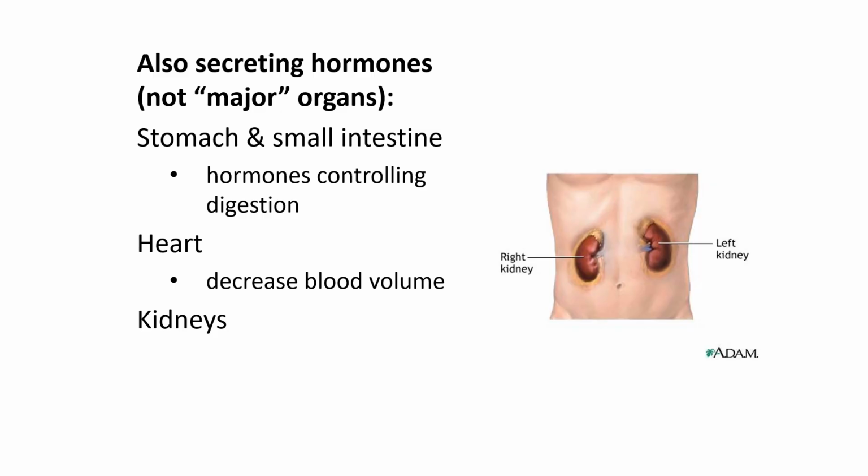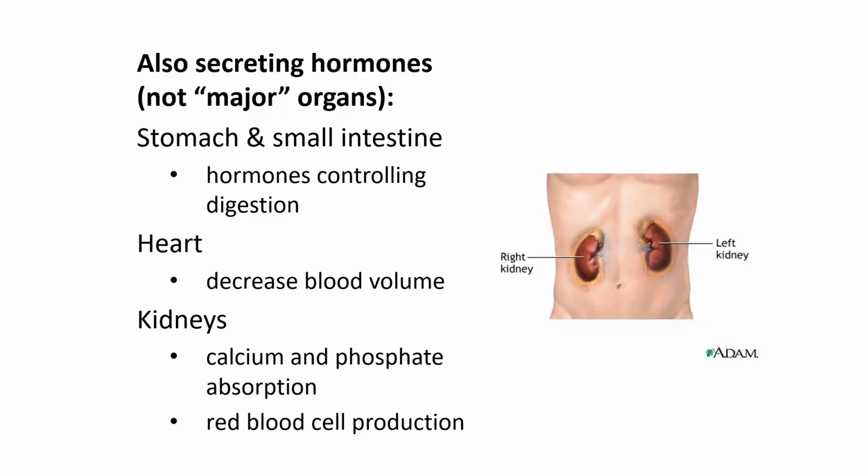And then we have the kidneys that can release hormones that are going to play a huge role with calcium and vitamin D reabsorption. And then also there's a hormone called erythropoietin that is going to be responsible for stimulating the production of red blood cells.